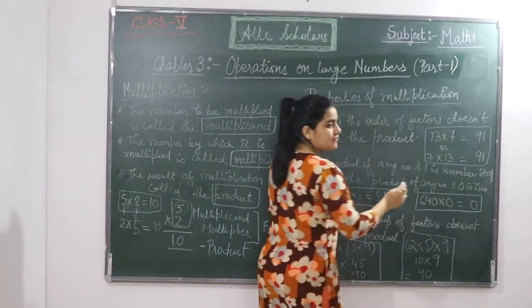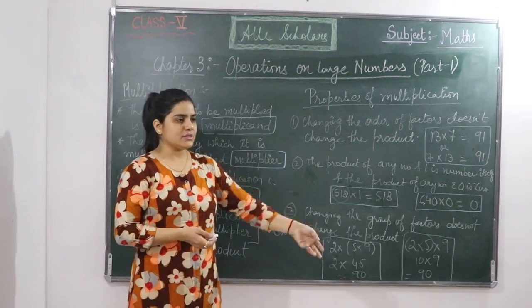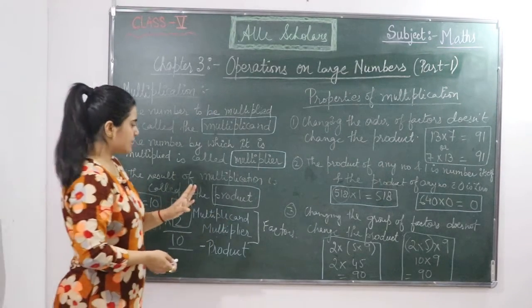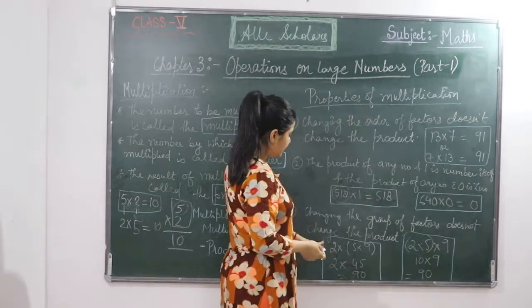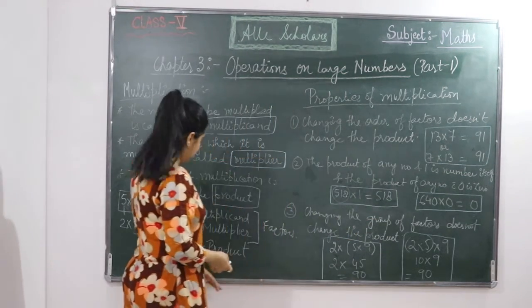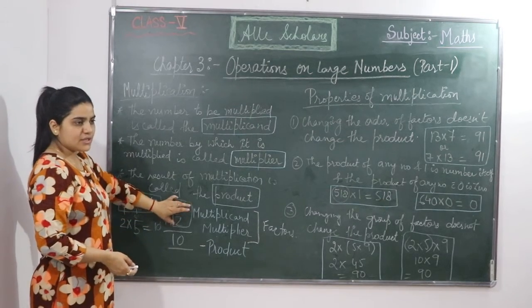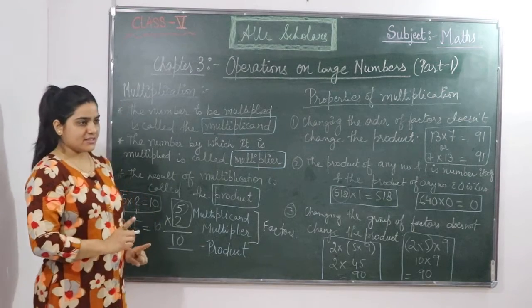If you multiply any number with 0, the product will be 0. 640 into 0 gives you 0. 0 into 0, 0. 64 into 0, 0. Multiply any number, whatever number it is, it will give you 0. Third, changing the group of factors doesn't change the product. If you change the group of factors, that is these numbers, it will not change the product, that is the answer will remain the same.